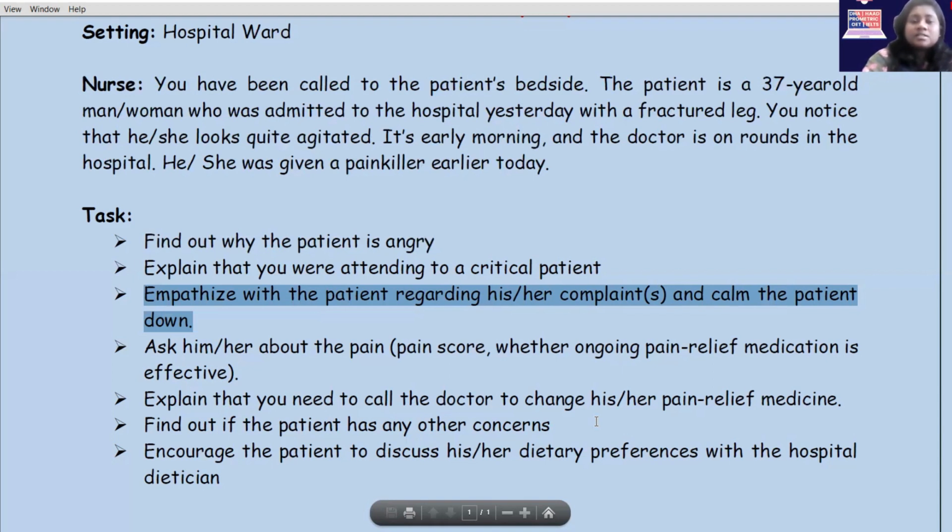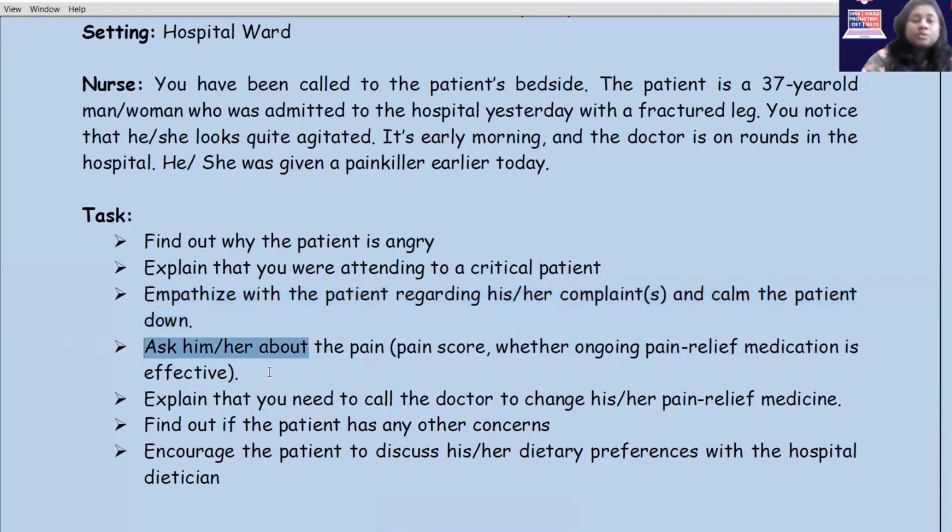So you can say, I'm so sorry that this is happening to you. I understand this must have been very difficult for you. Or you can say, given everything that you have told me, it's understandable that you feel this way. What can I do to help you? So like that, you can handle the third task.